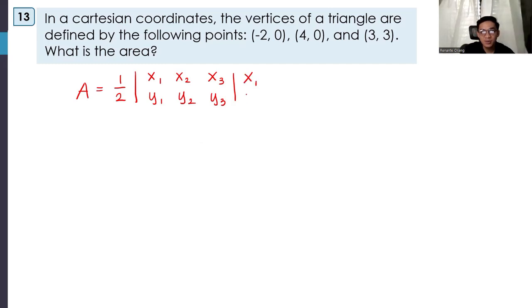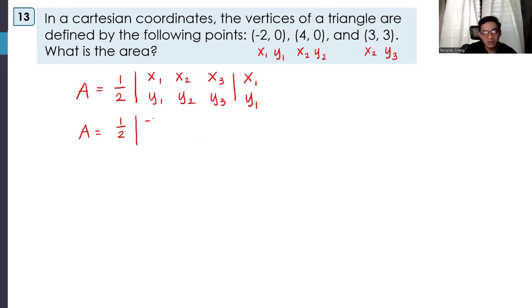Then, x sub 1, y sub 1. So, designate natin, this is our x sub 1, y sub 1, x sub 2, y sub 2, x sub 3, and y sub 3. Substitute po natin, class. Area is equivalent to 1/2. Then, open parenthesis, -2, 0, 4, 0, 3, and 3. Dito sa labas, -2, 0. So, ang gagawin natin dito is i-cross multiply natin, then i-deduct.